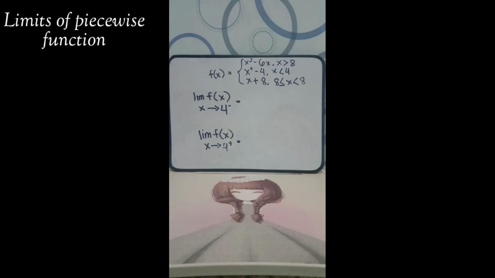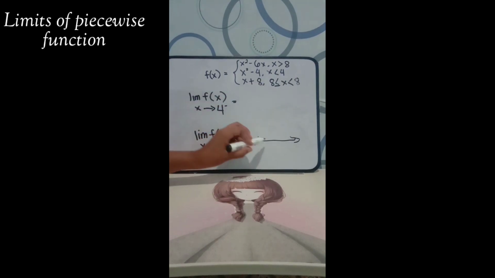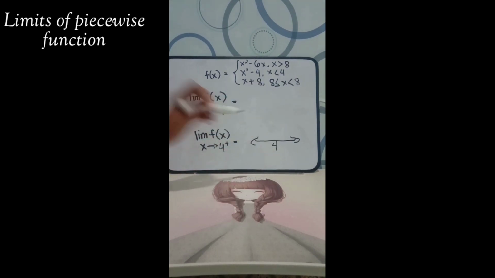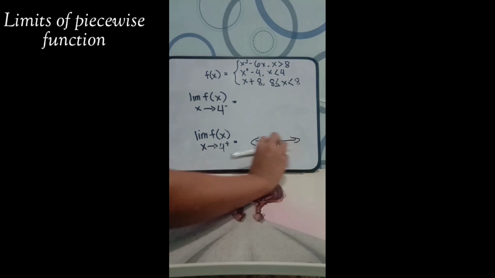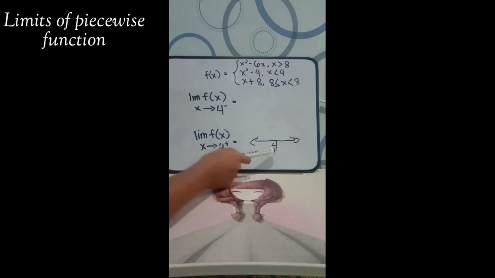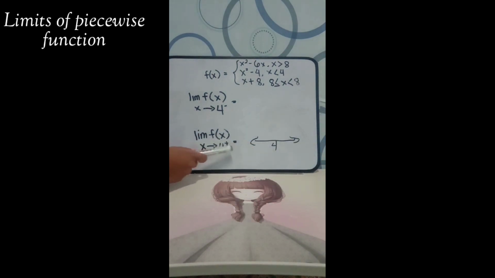Ngayon, hahanapin natin yung limit when x approaches to 4 to the left. Makikita natin kapag sa graph, kunyari andyan yung 4, pag may negative sign dito, to the left yan. Ibig sabihin, kapag ang 4 mag-approach pag ganito, ganyan, to the left. Tapos to the right, pag ganyan.